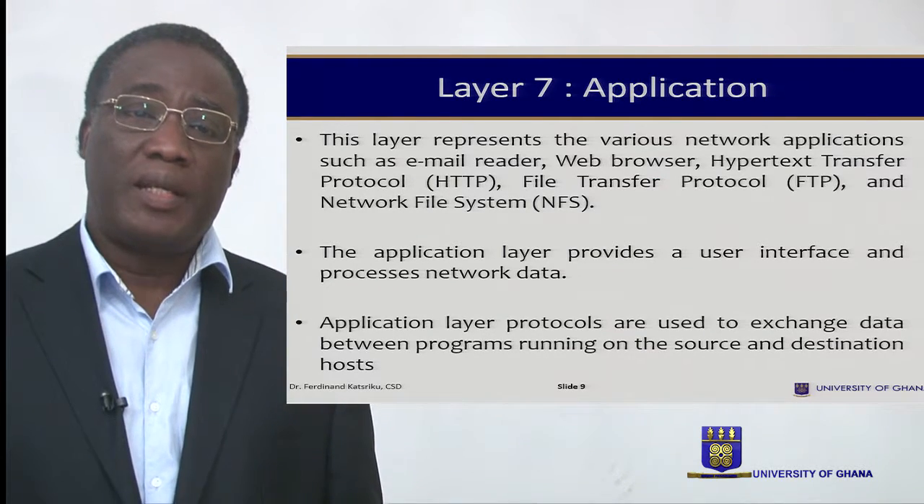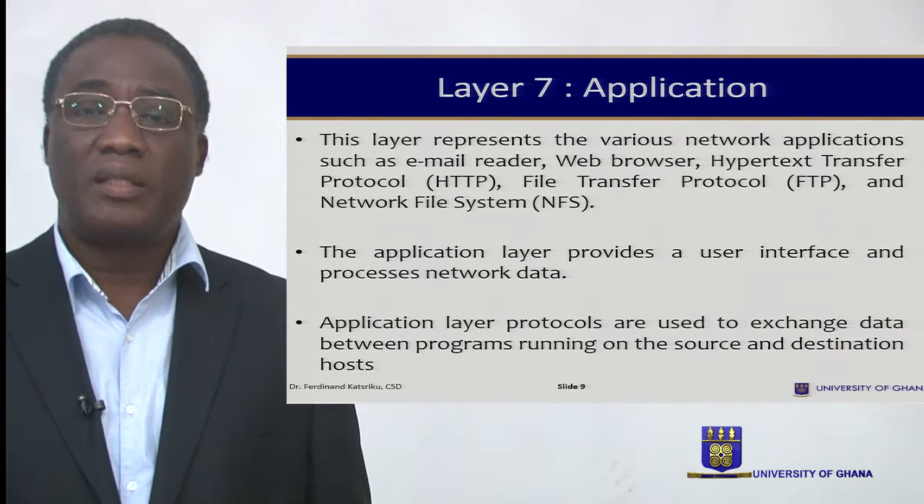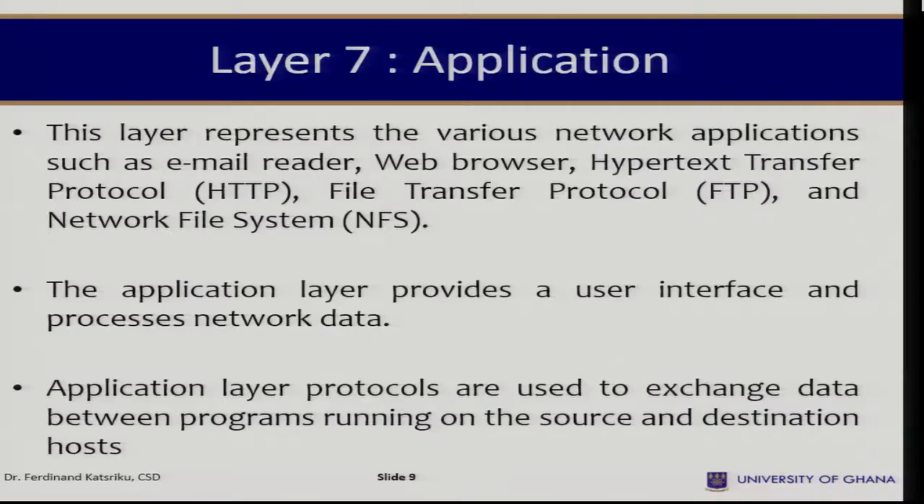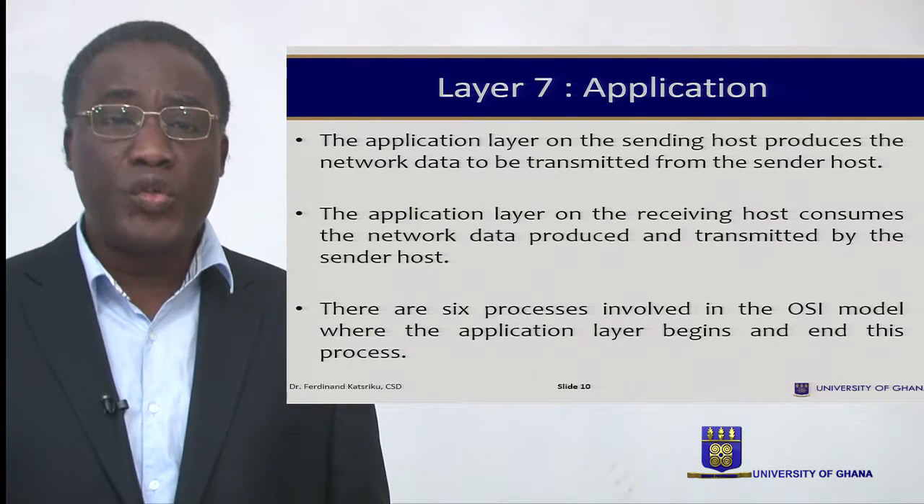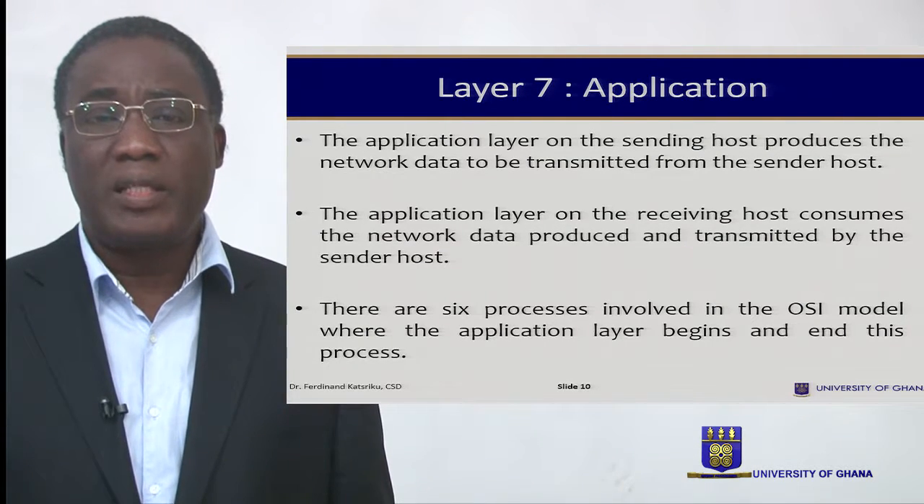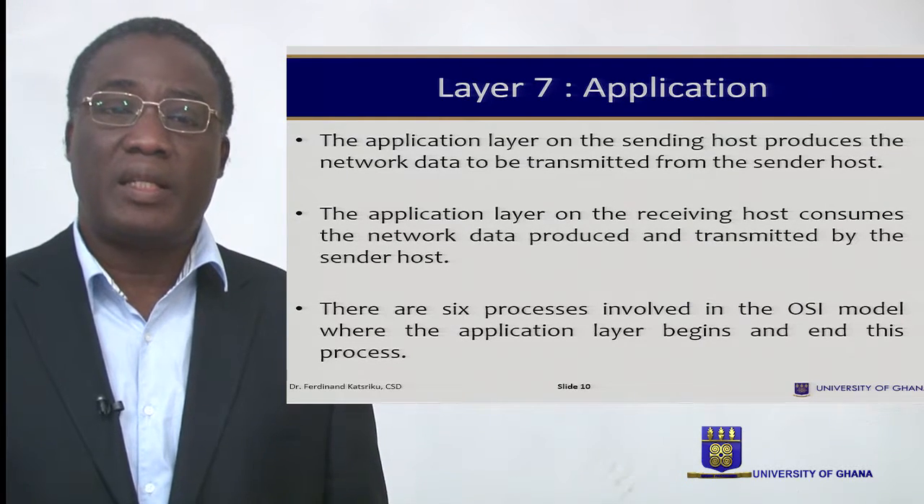Layer 7, the application layer. This layer represents various network applications such as email, web browsers, hypertext, file transfer protocol, etc. The application layer provides a user interface and processes network data. It has protocols that are used to exchange data between programs running on source and destination hosts. The application layer on the sending host produces the network data that needs to be transmitted to the receiving host. The application layer on the receiving host consumes the network data produced and transmitted by the sender host.